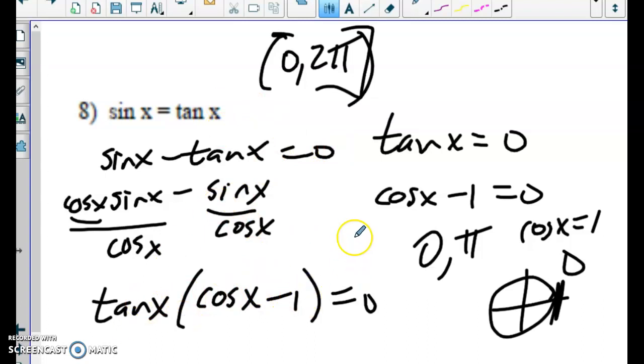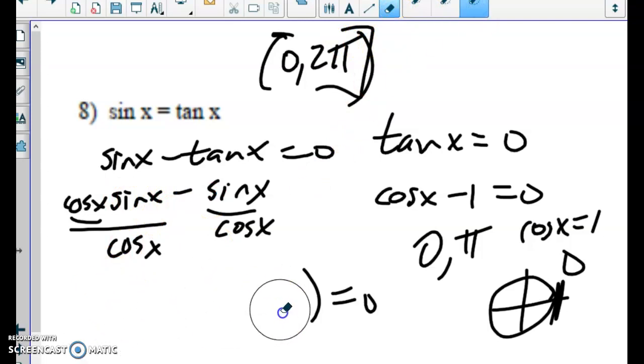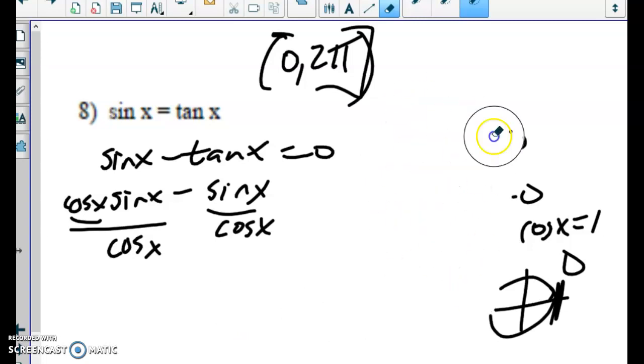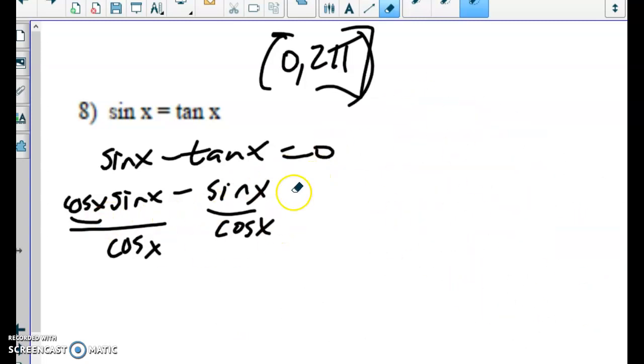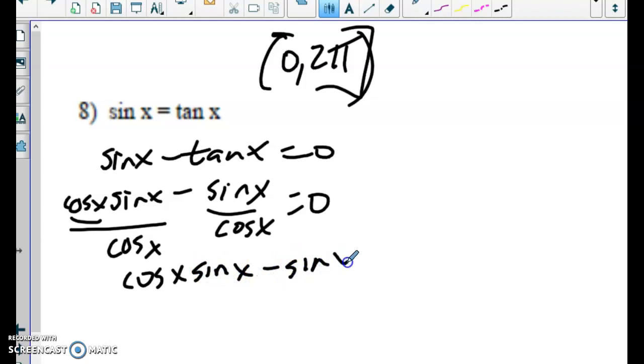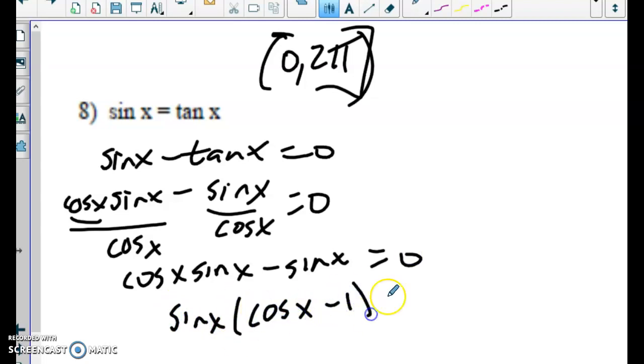I also wanted to look at this one other way. I wanted to look at it if I take it at this point, which, if we want to avoid using the tangent, we get this equals 0, multiply both sides by cosine, and I end up with the cosine of x times the sine of x minus the sine of x equals 0. Factor out that sine of x, and I get cosine x minus 1.